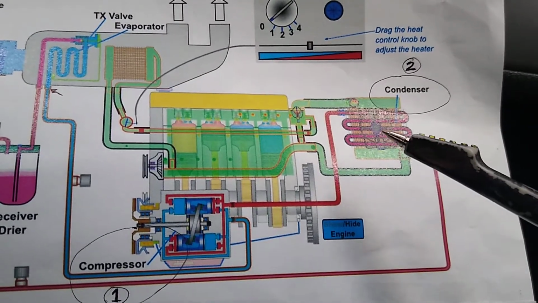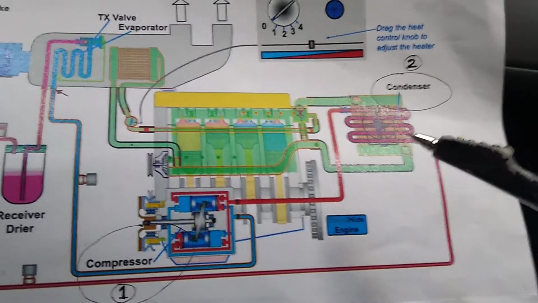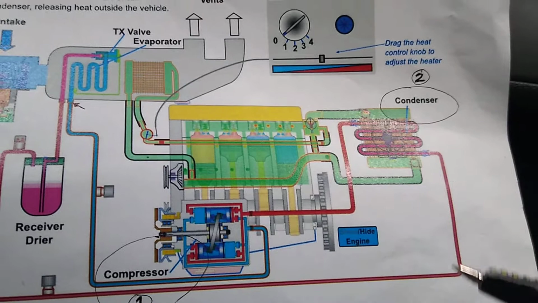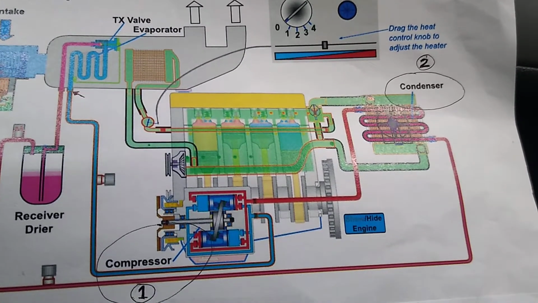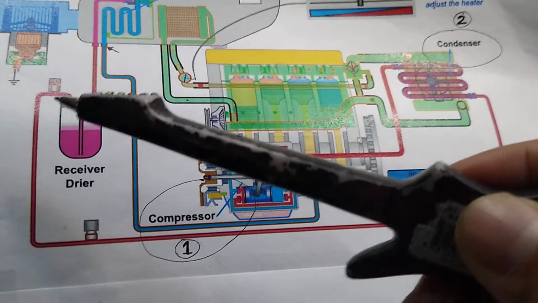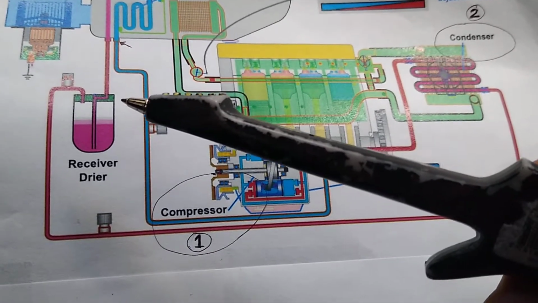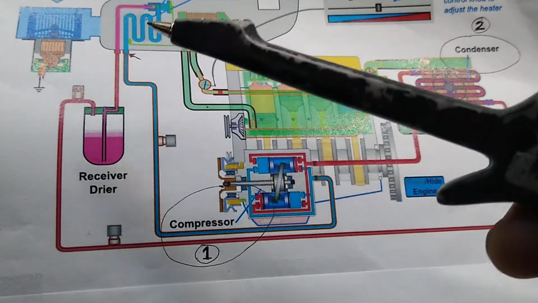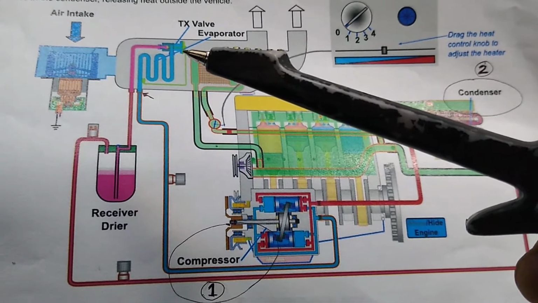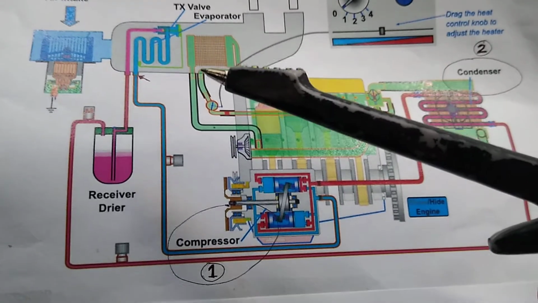For most vehicles. Then the gaseous refrigerant is cooled by the air passing through the condenser and leaves the condenser as a high pressure liquid, subcooling, which is right here. The high pressure is required to allow the change from gas to liquid. Follow that line right there.